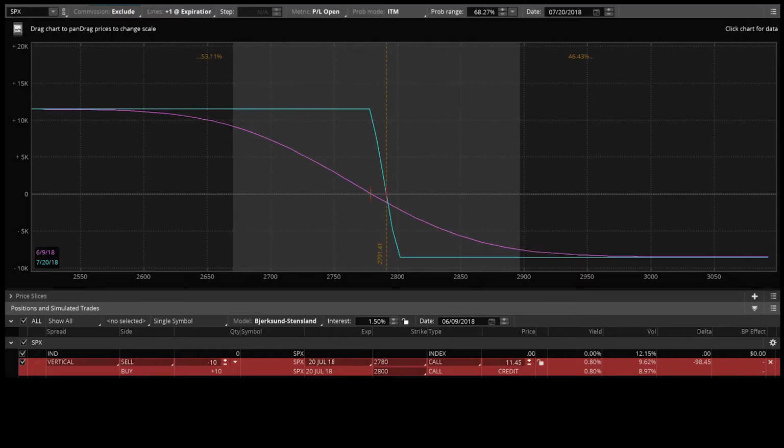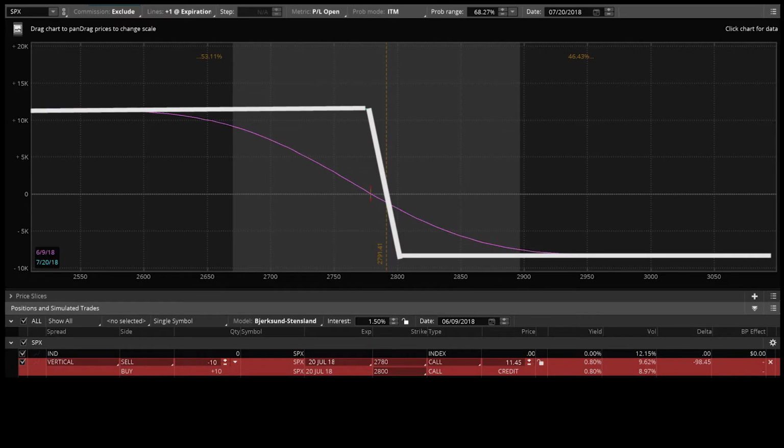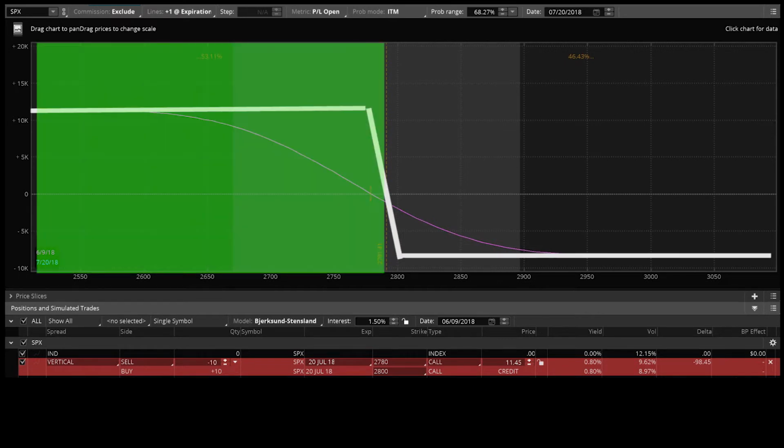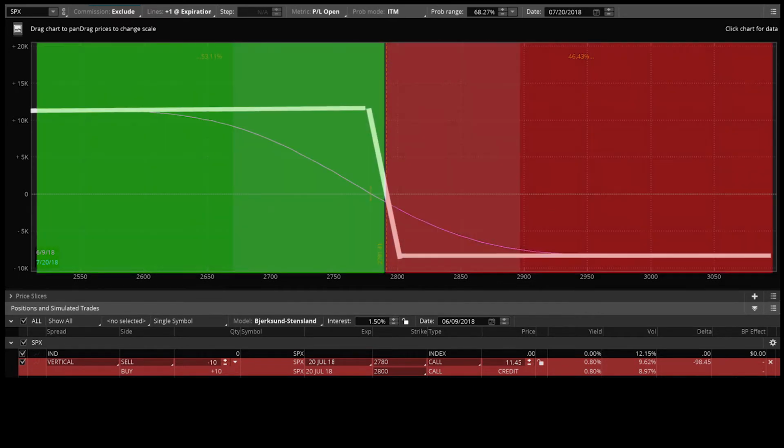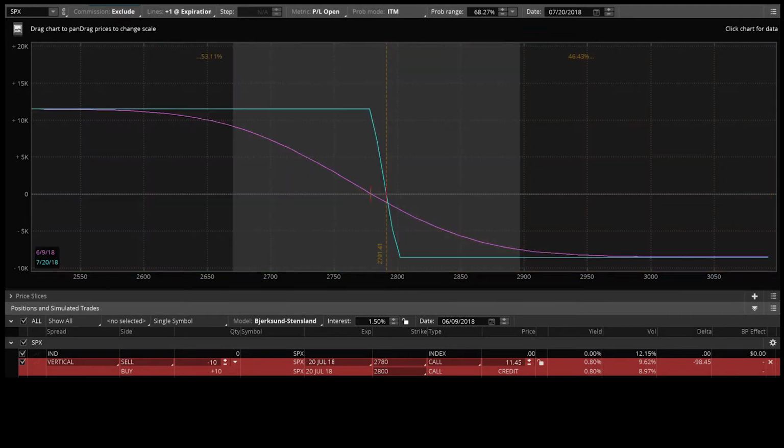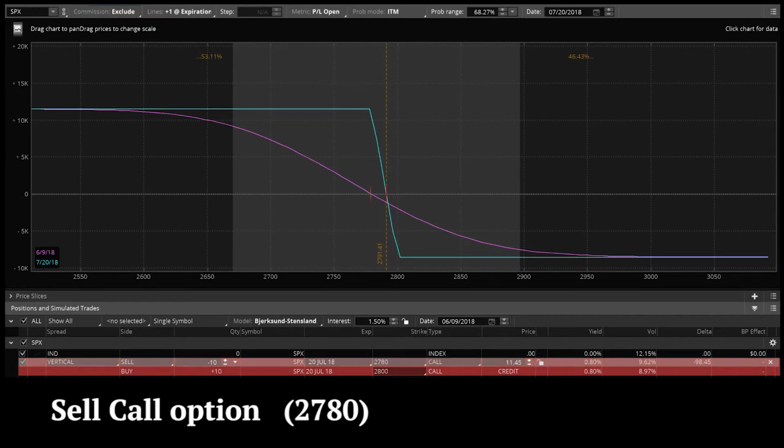All bear call spreads have this same shape. The profit range is below the break-even point here, and the loss range is anything above that point. Now the way these are constructed is very simple. It's a two-leg option spread. First, we are selling a call option. In this case, we sold the 2780 strike on the SPX. That's the cash-settled S&P 500 index.